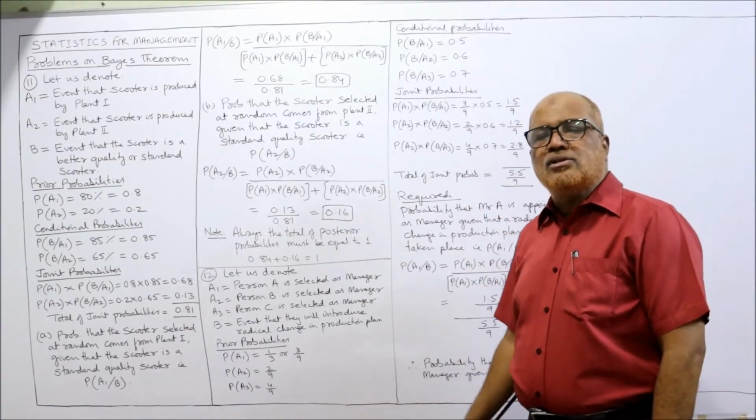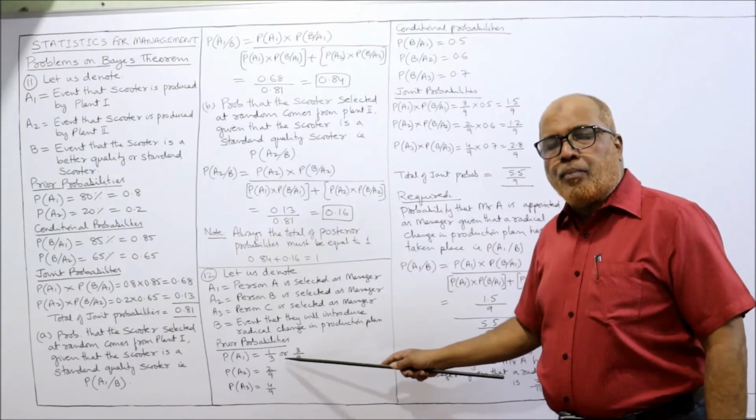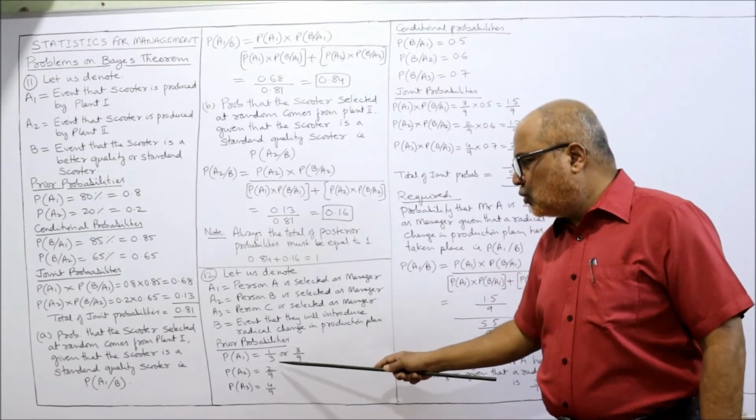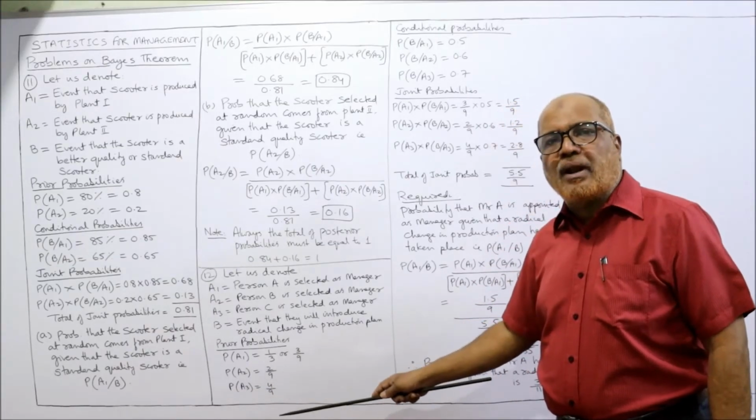Now prior probabilities. What is the probability that Mr. A will be selected as manager? 1 by 3. Probability that Mr. B is selected as manager? 2 by 9. Probability that Mr. C is selected as manager? 4 by 9. These are the prior probabilities.